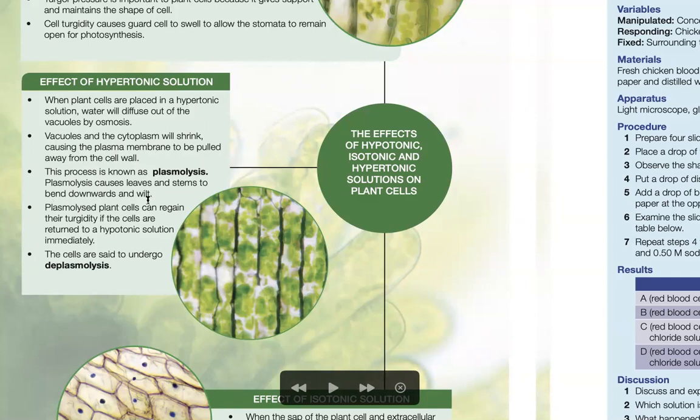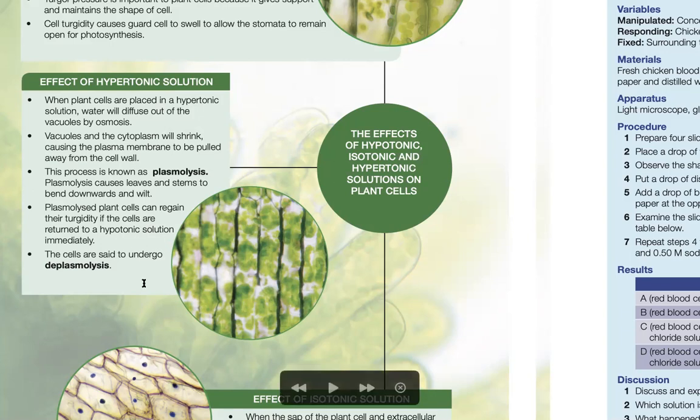Plasmolysis will cause the leaf and stem to bend downwards and wilt. Dia akan jadi layu. Okay, plasmolyzed cell can regain their turgidity if the cell are returned to a hypotonic solution immediately. So if you see the plant cell become plasmolyzed, so one of the solution is that you put them in a hypotonic solution. Why hypotonic solution? Because hypotonic solution is solution that has higher water potential.